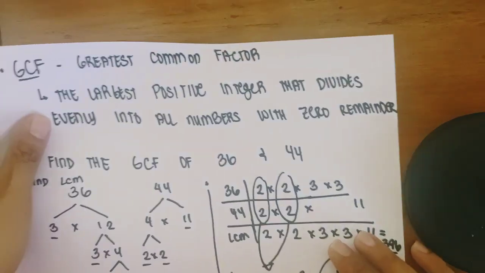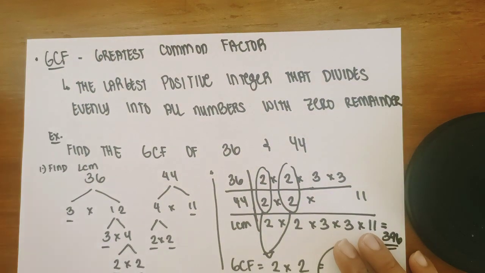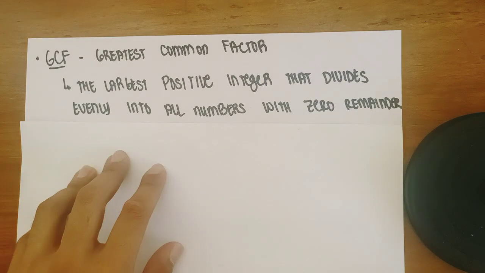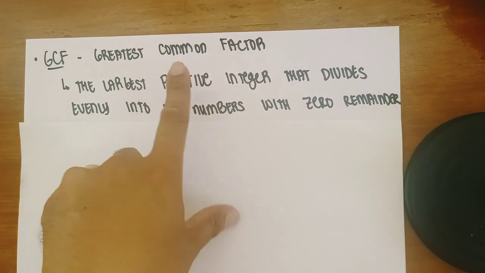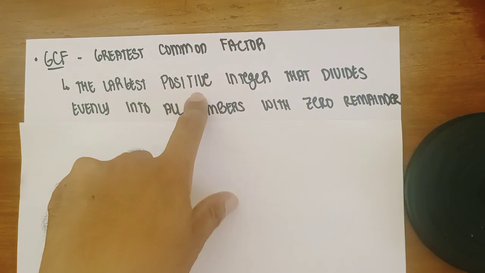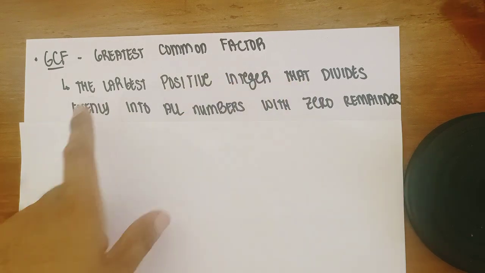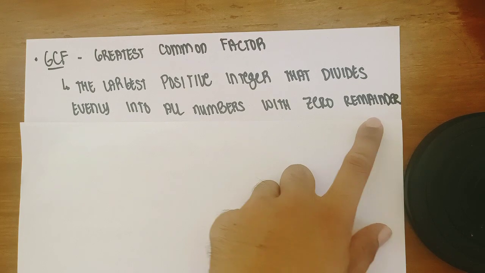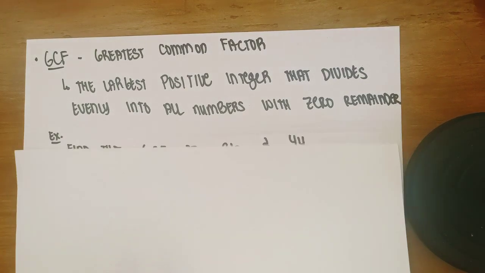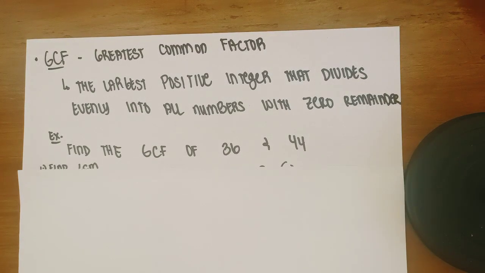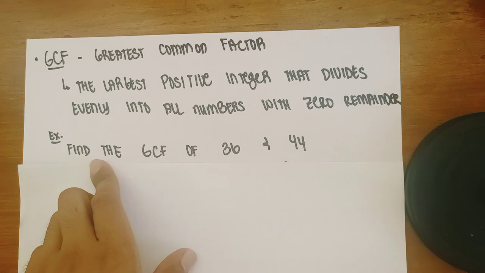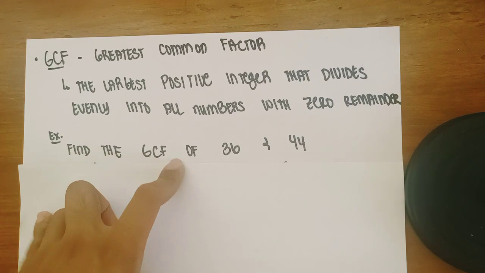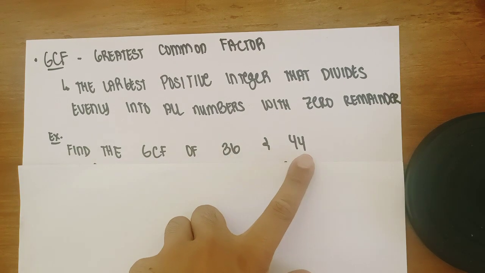Next, GCF. So, greatest common factor. So, si greatest common factor naman is the largest positive integer that divides evenly into all numbers with zero remainder. So, daan lang tayo sa example. So, mga questions dito is find GCF of 36 and 44.